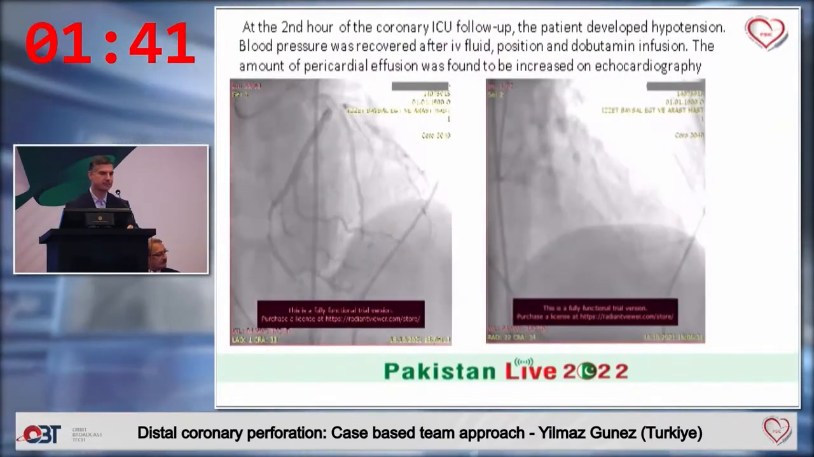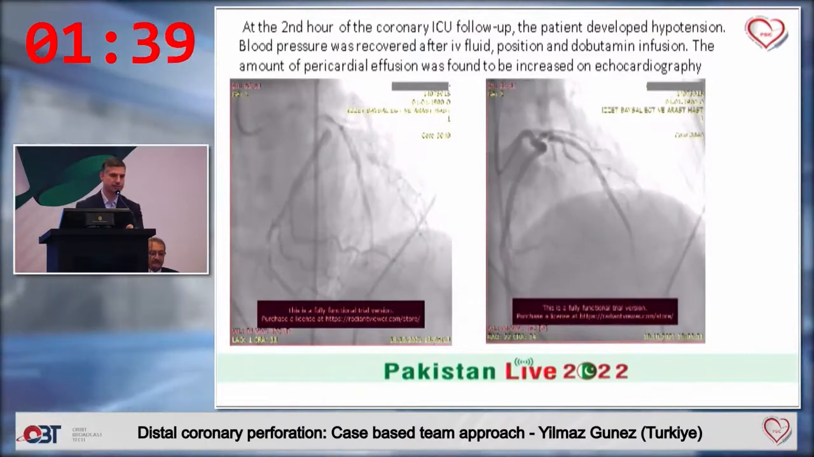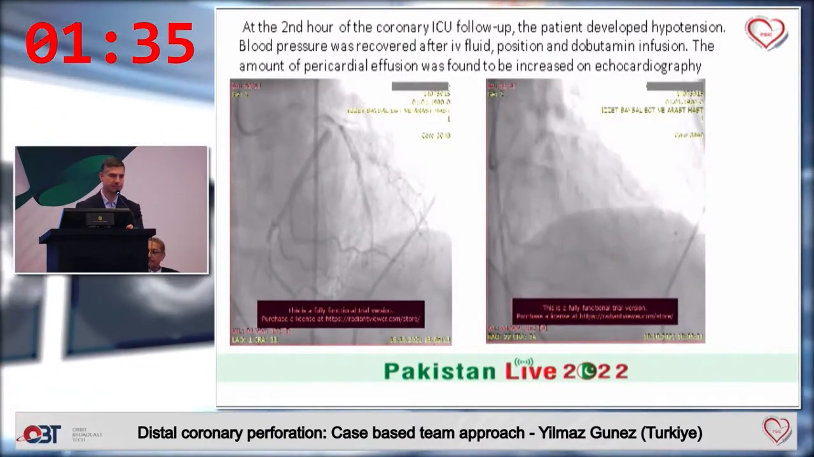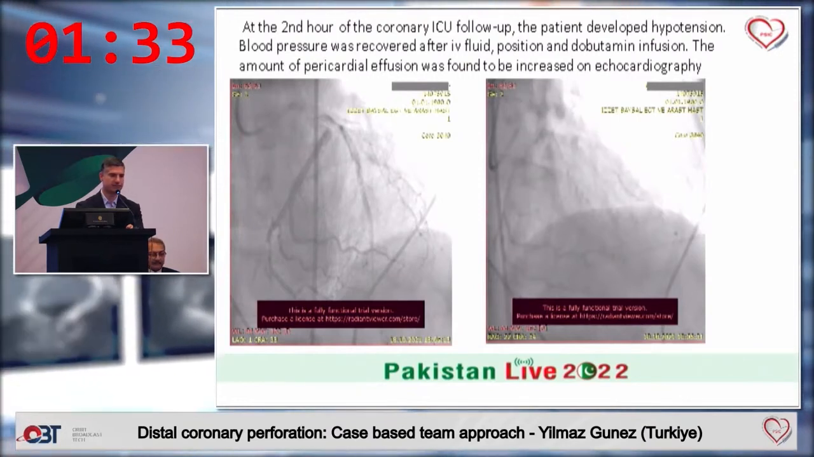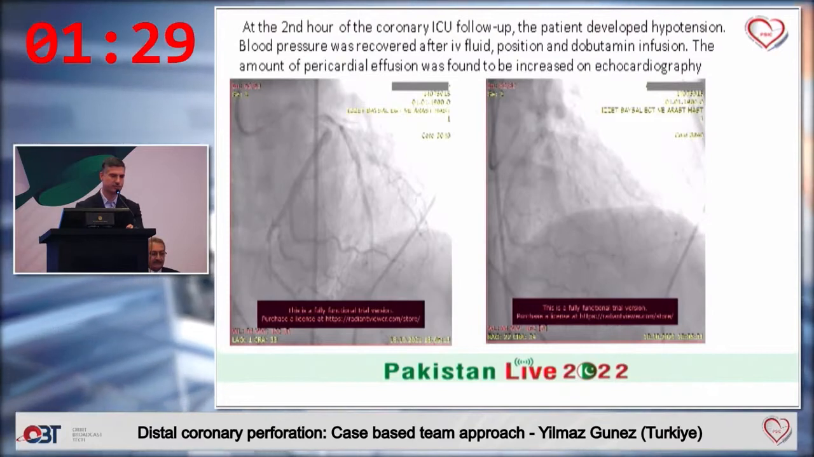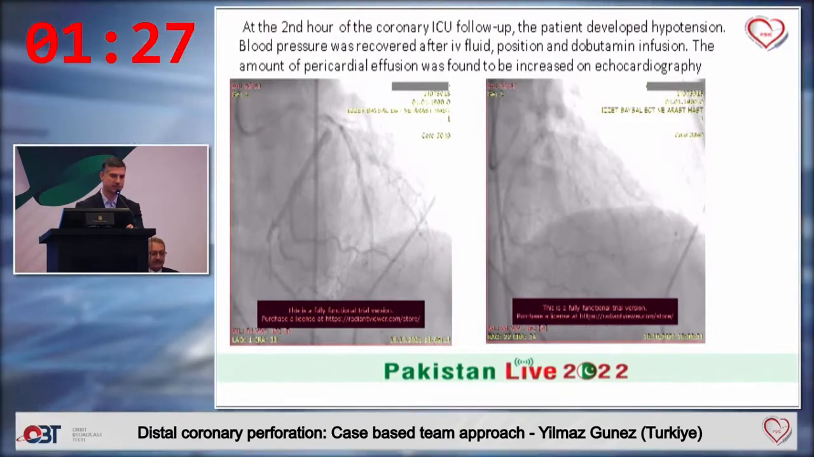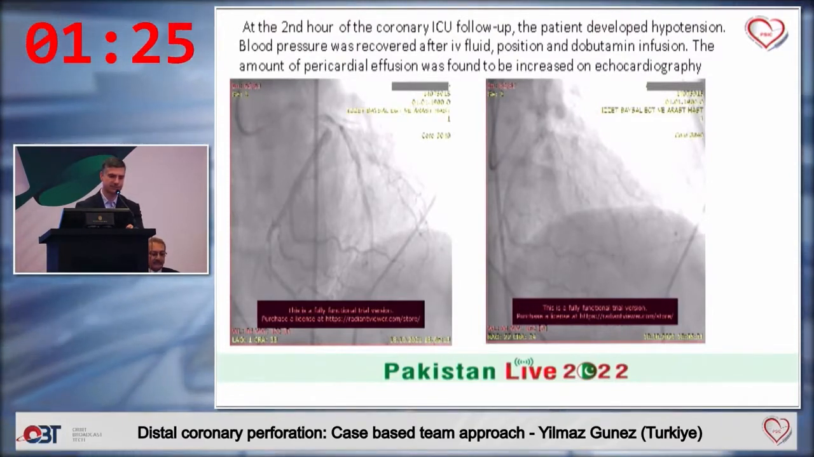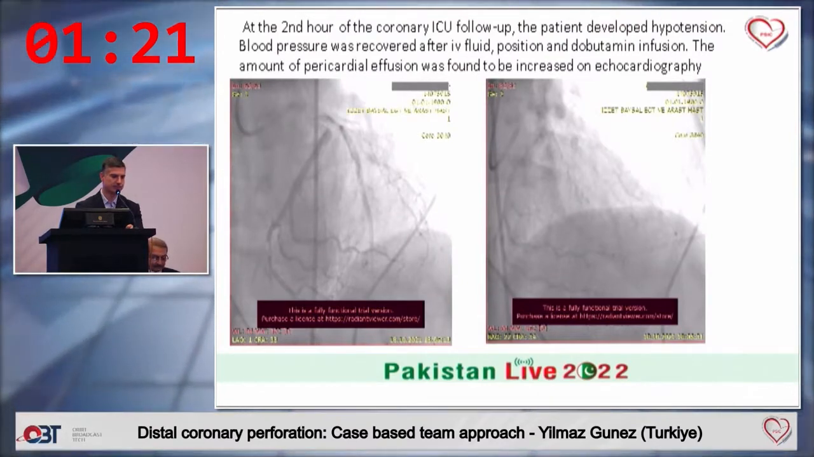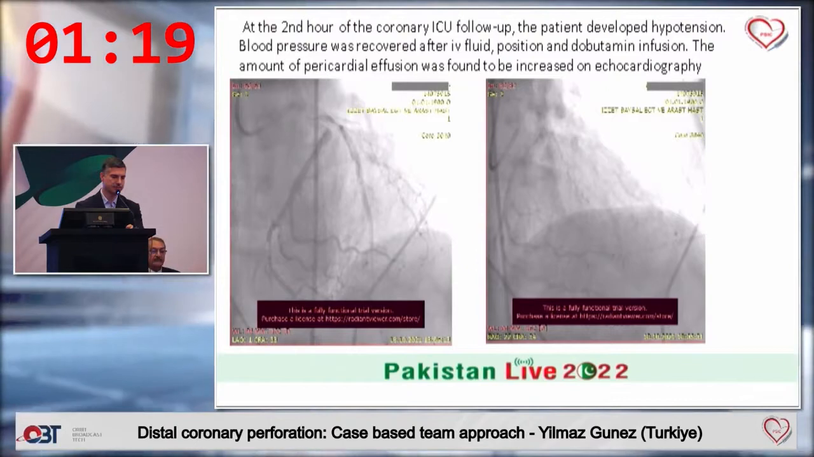But at the second hour of the coronary intensive care follow-up, the patient developed hypotension. Blood pressure was supported with IV fluid, appropriate positioning, and abdominal infusion. We checked with echocardiogram and saw a remarkable amount of pericardial effusion. We immediately performed pericardiocentesis for that.